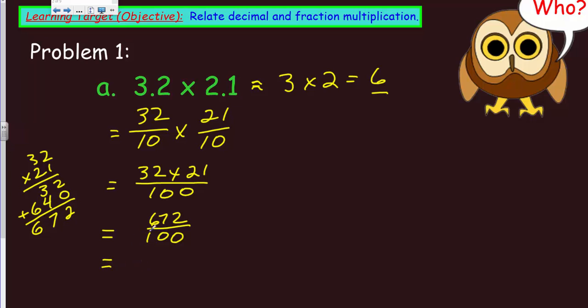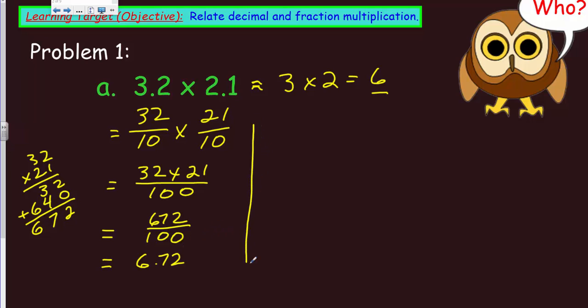Which in this case, you can see by looking at it, since we have hundredths here, that would be the same as writing it as 6.72. Because we're taking 672 and we're dividing by 100. And we know that when we divide by 100, the decimal point moves 2 places to the left. Or if you wish, the digits move 2 places to the right. Same kind of thing.